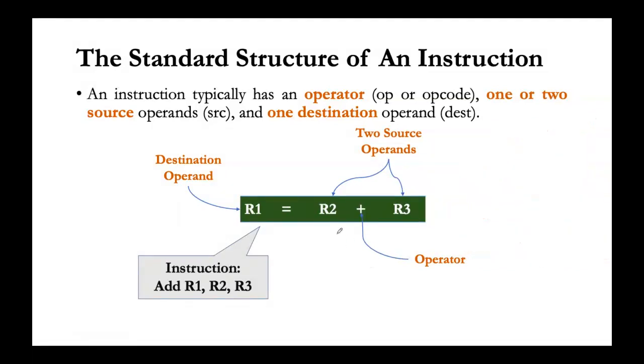From the slide, you can see this instruction, R1 is equal to R2 plus R3. R2 and R3 are the two source operands as per the definition, and it requires one destination. The destination is R1, the operator is plus, and the standard instruction is add R1, R2, R3. That means add the content of R2 with R3 and store the result in R1. So this is the standard structure of the instruction.